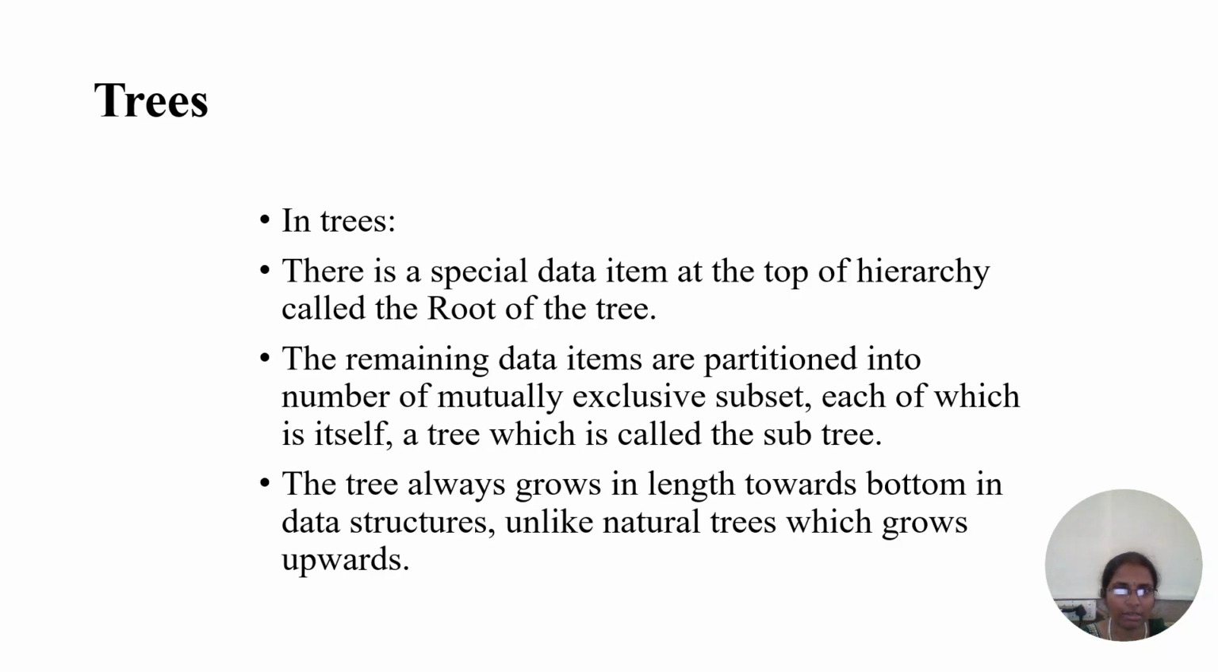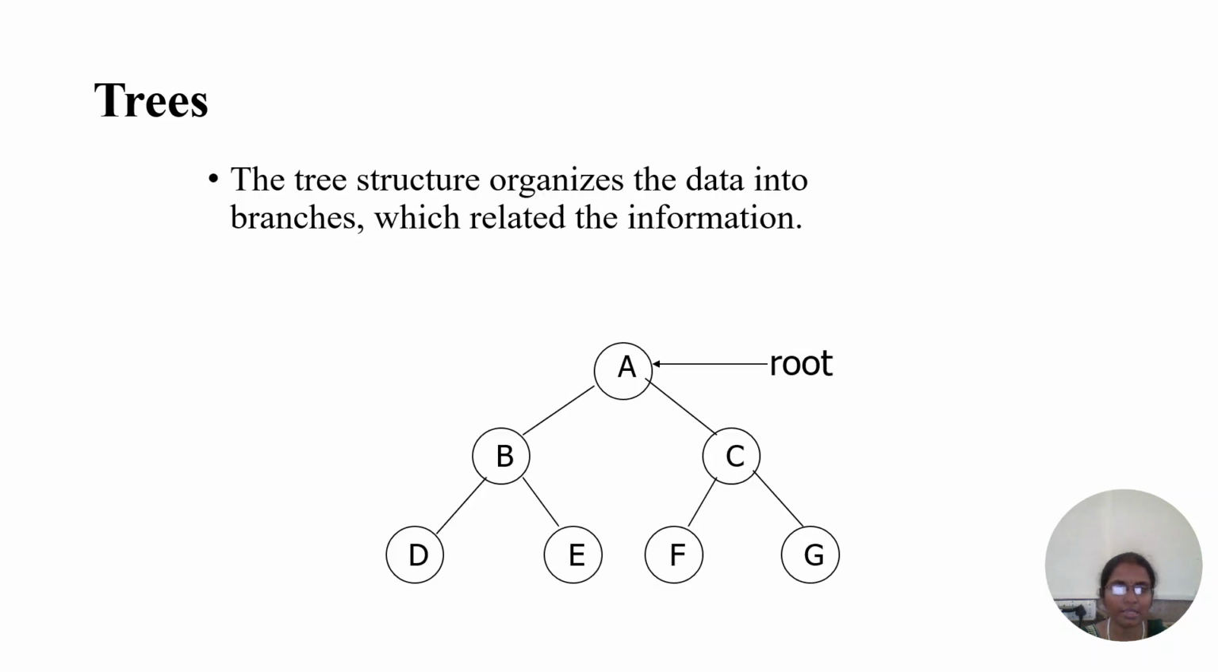There is a special data item at the top of the hierarchy called the root of the tree. The remaining data items are partitioned into a number of mutually exclusive subsets, each of which is itself a tree, which is called a subtree. A tree always grows in length towards the bottom in a data structure, unlike natural trees which grow upwards. A tree structure can be organized into two branches which are related to the information.